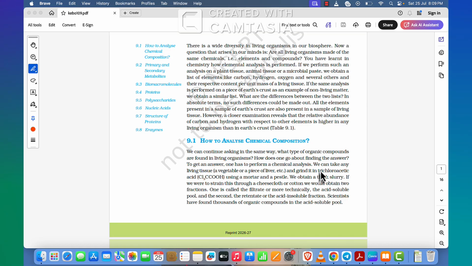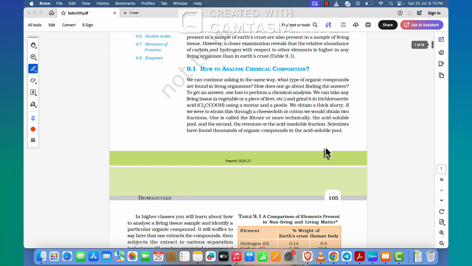If the same analysis is performed on a piece of earth crust as an example of non-living matter, we obtain a similar list. What are the differences between the two lists? In absolute terms, no such differences could be made out. All the elements present in a sample of earth's crust are also present in a sample of living tissue. However, a closer examination reveals that the relative abundance of carbon and hydrogen with respect to other elements is higher in any living organism than in earth crust.